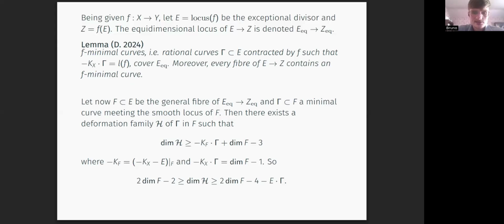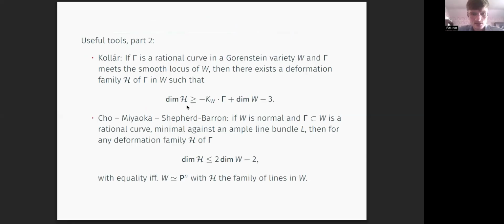And the computation is as follows. I consider F to be, in E, the general fiber of the equidimensional locus, right? And I take gamma to be a rational curve in F which is minimal and which meets the smooth locus of F. And this curve exists thanks to the above lemma, right? Then I can find the deformation family of gamma in F satisfying this inequality. That's thanks to the result by Kollár, which is here, right?